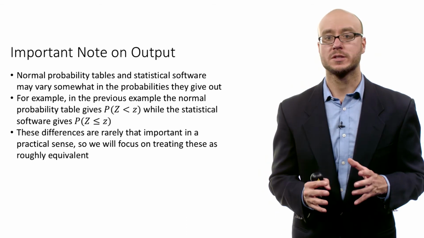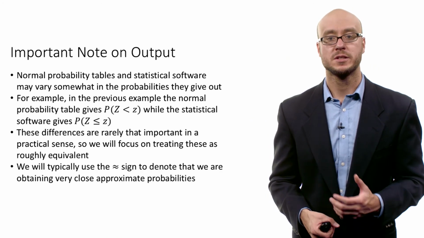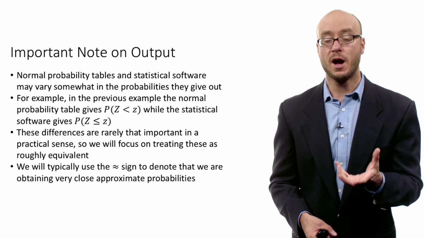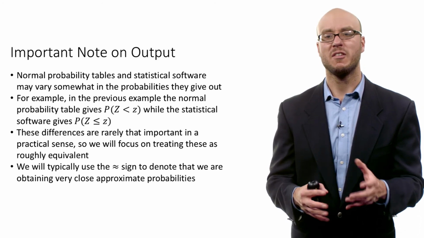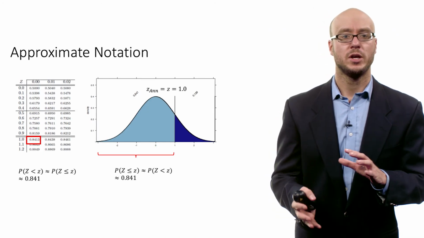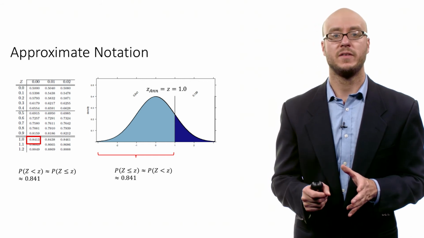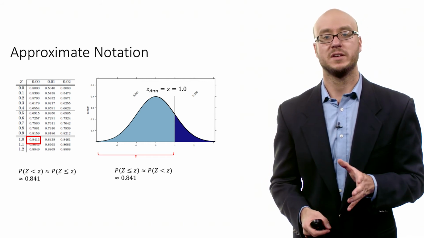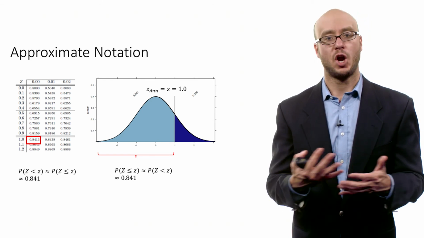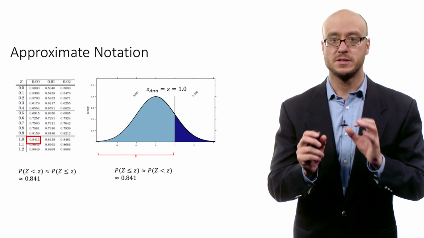So for this course, we will focus on treating these as roughly equivalent quantities. We will typically use this approximately equal sign to denote that we are obtaining very close approximate probabilities. Just to hammer this home, the probability of having a z-score less than a particular cutoff value is roughly equal to the probability of having a z-score less than or equal to that cutoff value. You can see these probabilities are more or less equivalent, so I don't want you to get hung up on these small differences.